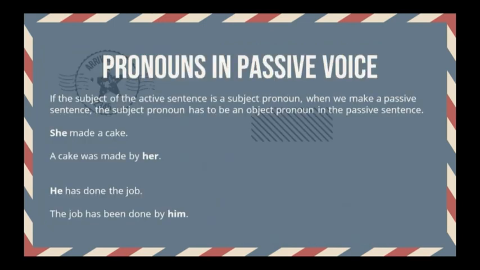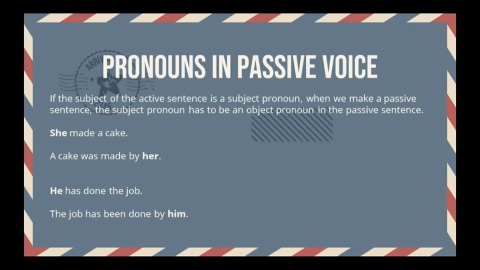Now, when we want to talk about pronouns in passive voice, if the subject of the active sentence is a subject pronoun, when we make a passive sentence, the subject pronoun has to become an object pronoun in the passive sentence, as shown in these examples. If you have an active sentence, she made a cake, the passive sentence is, a cake was made by her. In the active sentence, you'll see that the subject pronoun is she. Then we have to put that in an object pronoun when we make a passive sentence.